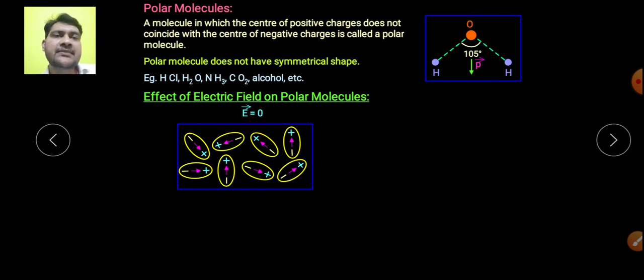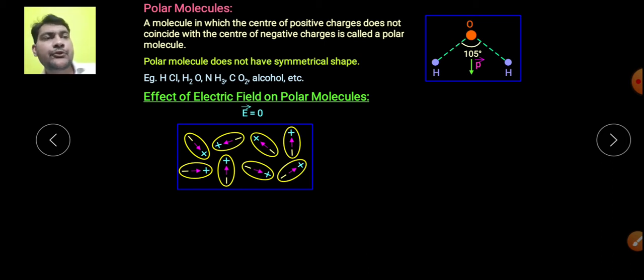Then each molecule possesses dipole moment, but the resultant dipole moment of the whole substance is zero. Suppose this is the first HCl molecule and its dipole moment is in this direction, and the dipole moment of this molecule is in this direction, of this molecule in this direction. So you can see that these dipole moments are randomly inclined. Some are rightward, some leftward, some upward, some downward, randomly inclined in all directions.